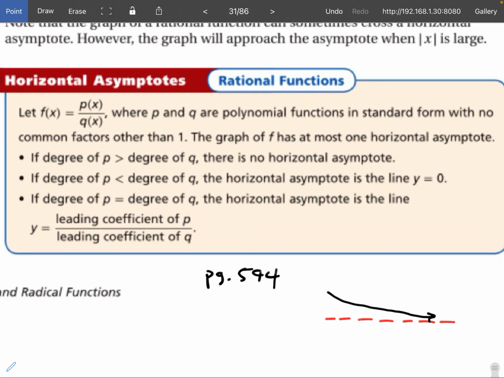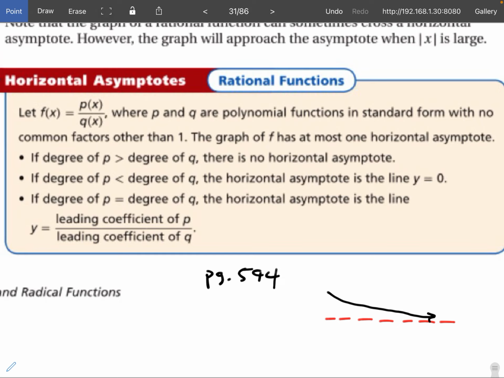And then the third case is if the degrees are equal. So the degree of the numerator is equal to the degree of the denominator. Then to find the horizontal asymptote, it's going to be y equals the leading coefficient of p divided by the leading coefficient of q. Well, that means the number out in front of the highest power term in the numerator divided by the number out in front of the highest power term in the denominator. So whatever that fraction is, that will be your horizontal asymptote.